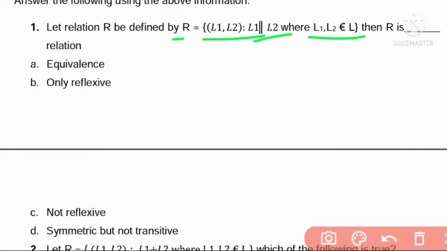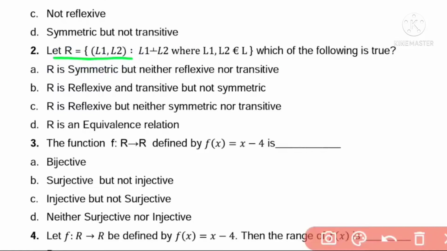Then R is, look here, L1 and L2 is given, means in place of L2 we write L1, means it is present here. L1 is parallel to L1, and so it is reflexive. If L1 is parallel to L2, then L2 will also be parallel to L1, so it is symmetric. L1 is parallel to L2 and L2 is parallel to L3, then L1 is also parallel to L3, so it is an equivalence relation.